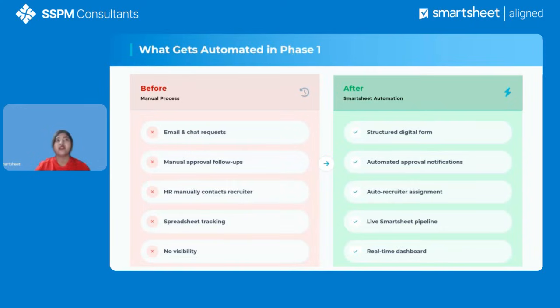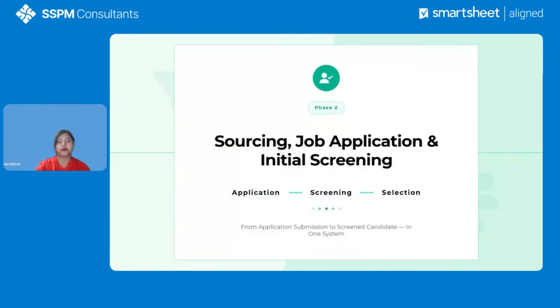So before, there was very little visibility. You couldn't figure out the actual status of a role, or who was working on it. But now you have a real-time dashboard where you can get all the updates and all the insights live. So now that the role is ready, what happens when candidates start applying? That's phase two. Let's see how the candidate flow becomes seamless.